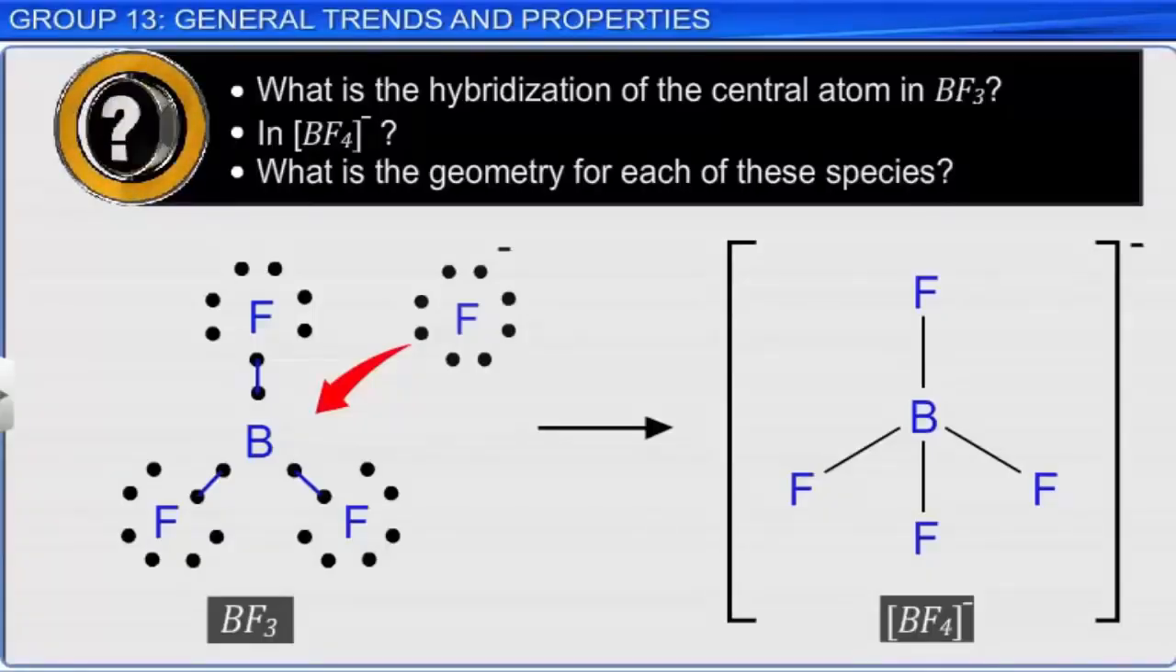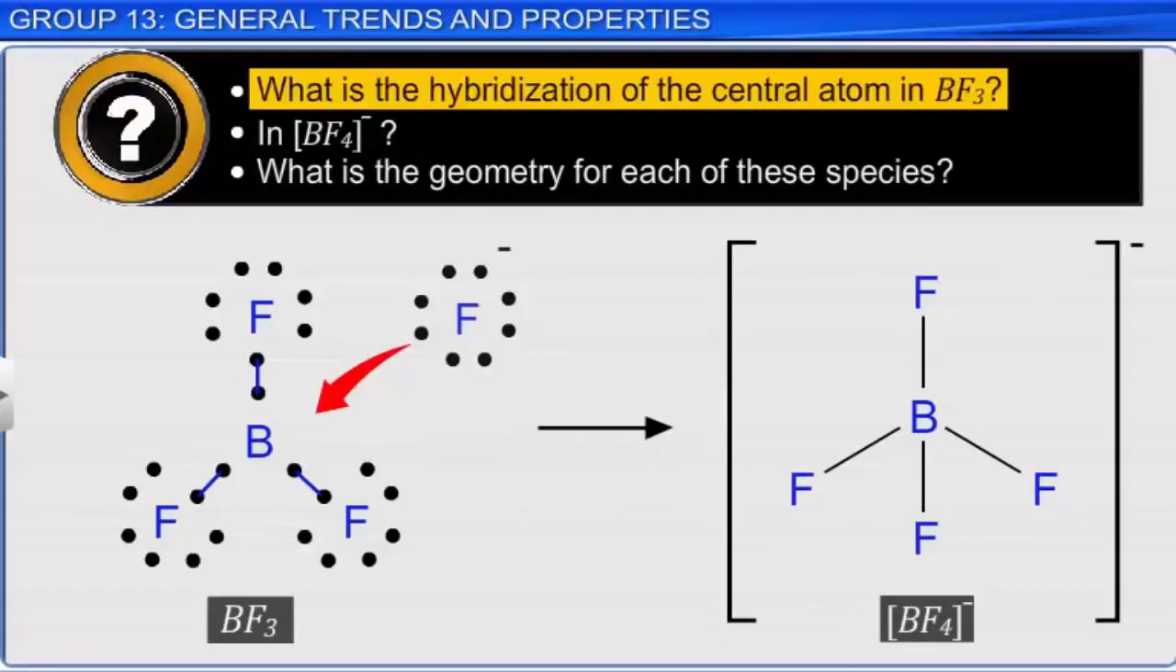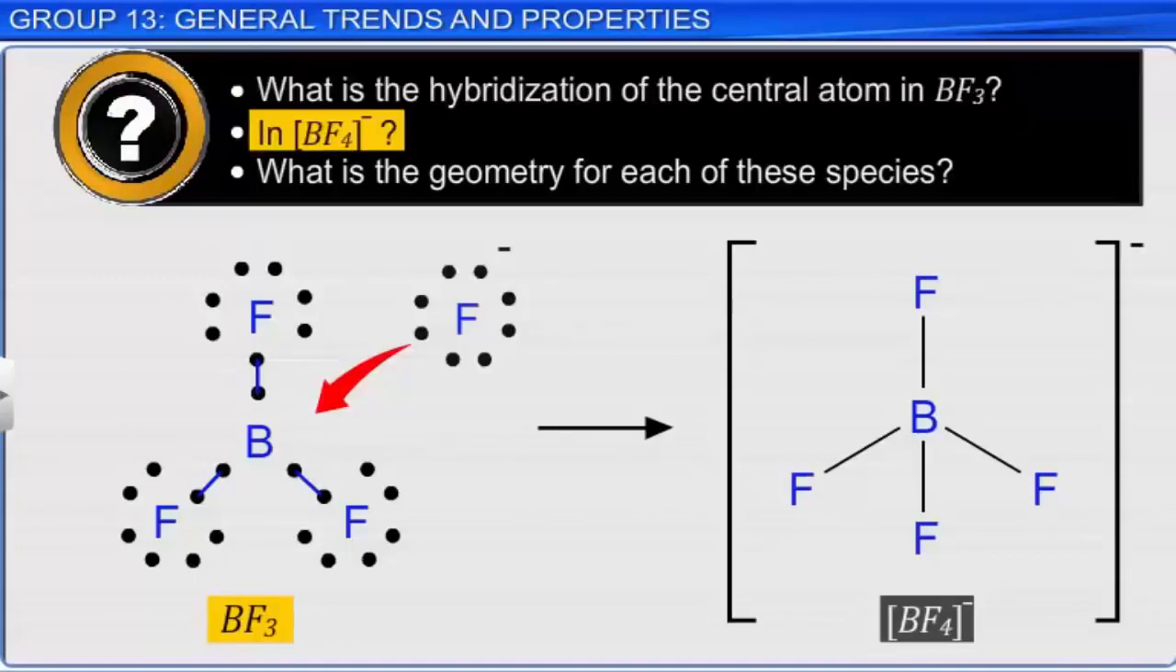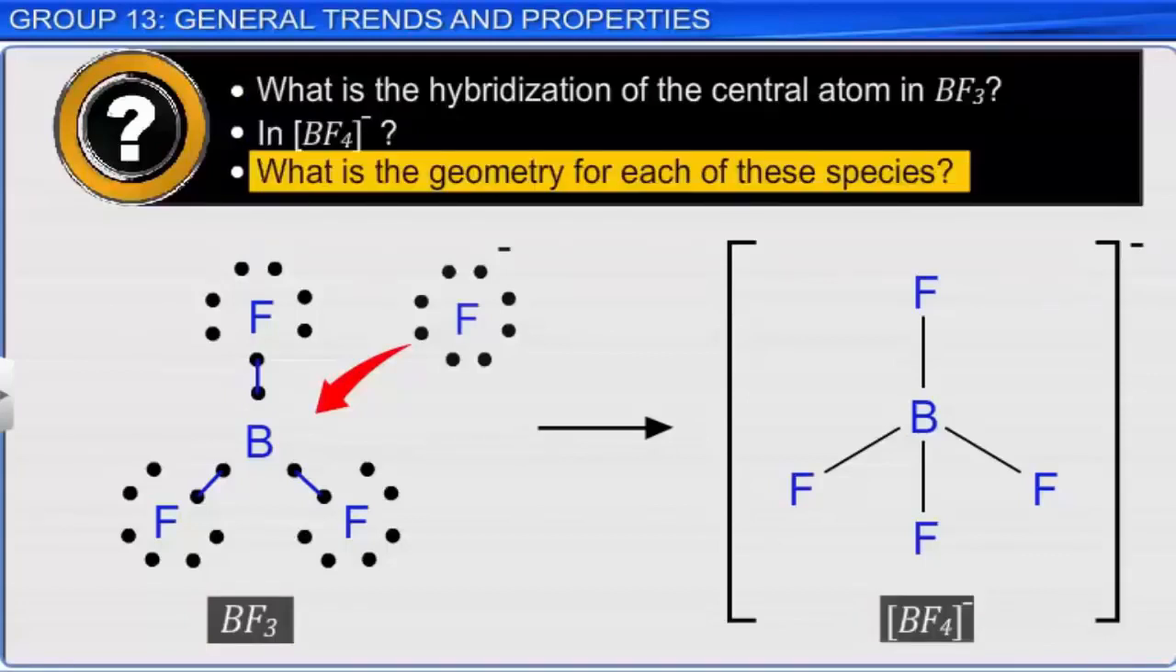Try to answer these questions on your own before checking the answer. What is the hybridization of the central atom in BF3, shown on the left, and for BF4 minus, the product in this reaction? What is the geometry for each of these species?